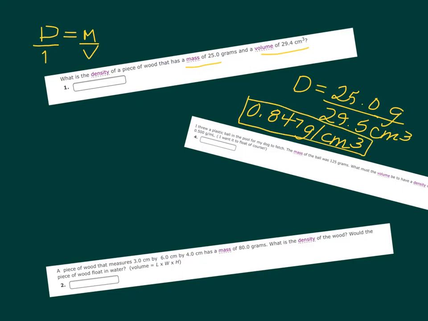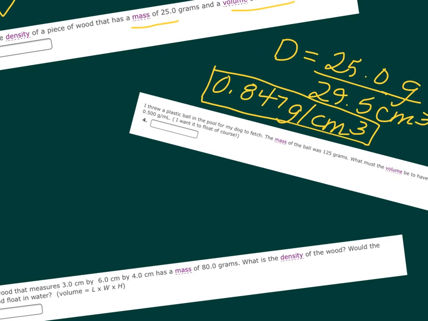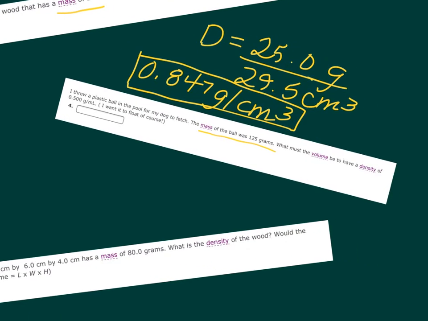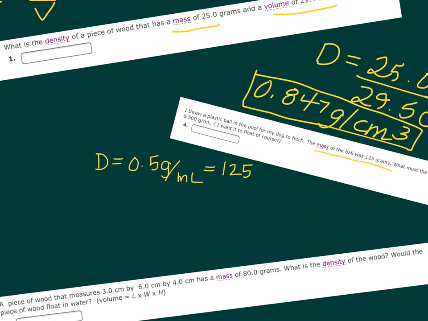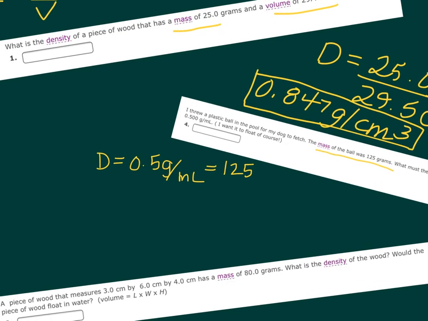In the next problem, it says, I threw a plastic ball in the pool for my dog to fetch. The mass of the ball was 125 grams. What must the volume be in order to have, let me just check, density of 0.5 grams per milliliter? So here we know the density. The density is equal to 0.5 grams per milliliter. And we know that the mass is 125 grams. And we don't know what the volume is. That's what we're trying to find.